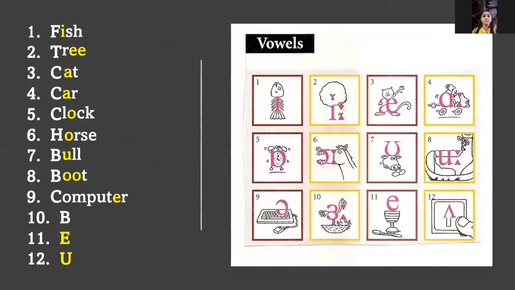Number 10. Do you remember 10? Bird. Very good. The sound. Number 11. Egg. Good. And the sound is. Okay. And 12. Up. Very good. The sound is. Okay, great. So let's have a look at this.